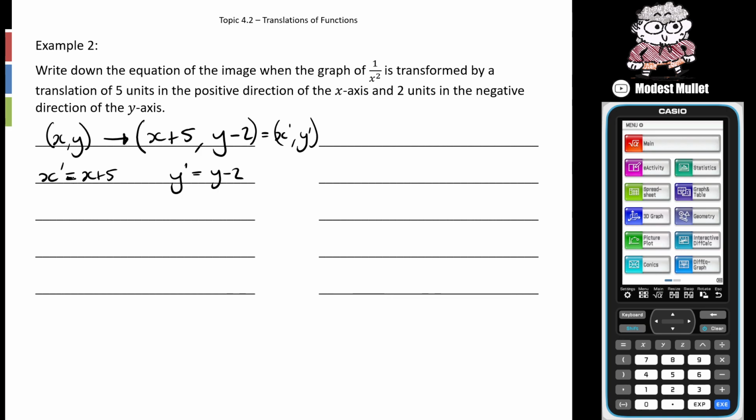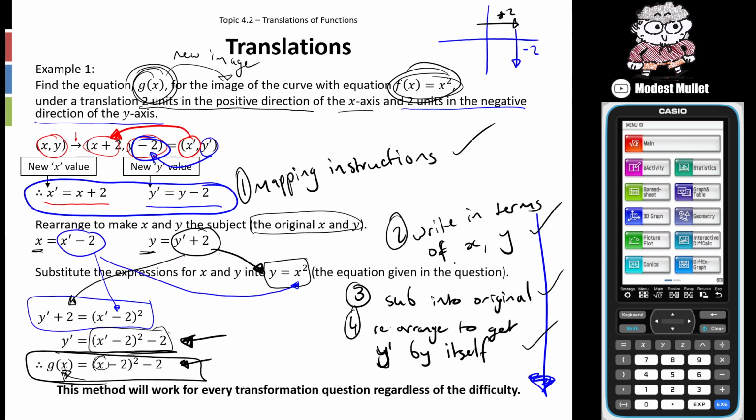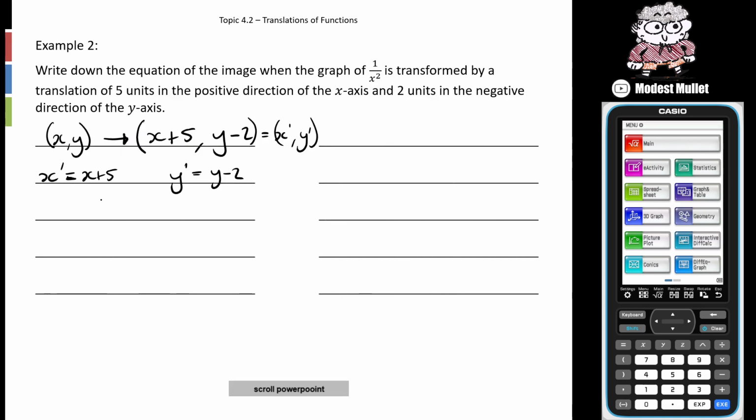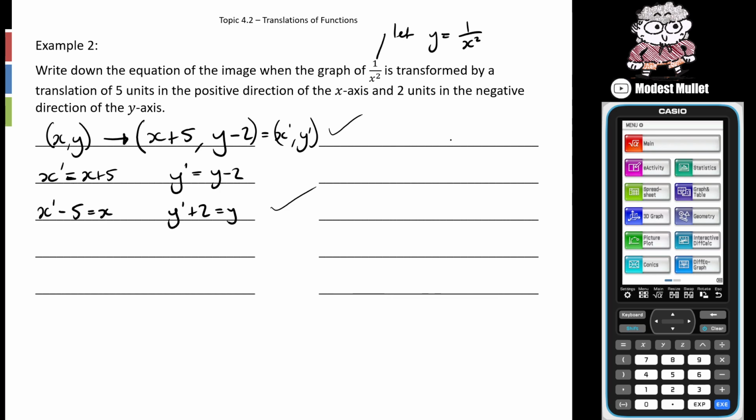And from here we now need to write in terms of x and y, our original x and y. So we need to rearrange these. This is going to become x dash minus 5 is equal to x, and y dash plus 2 is equal to y. So that's done. We've done our mapping, we've got it in terms of the original x and y. That means we can substitute into here, y is equal to 1 on x squared.